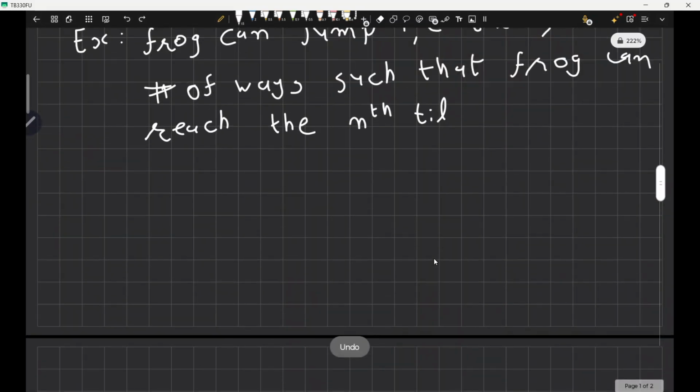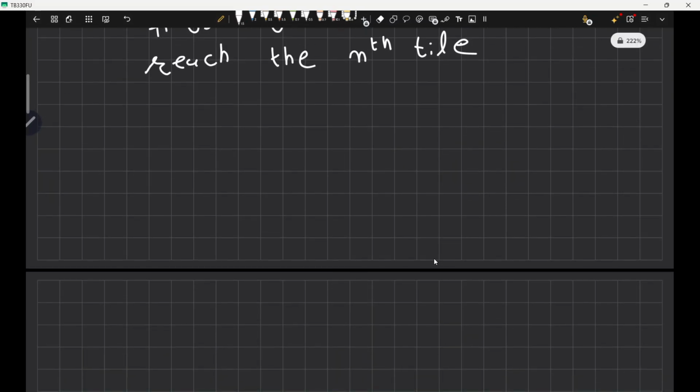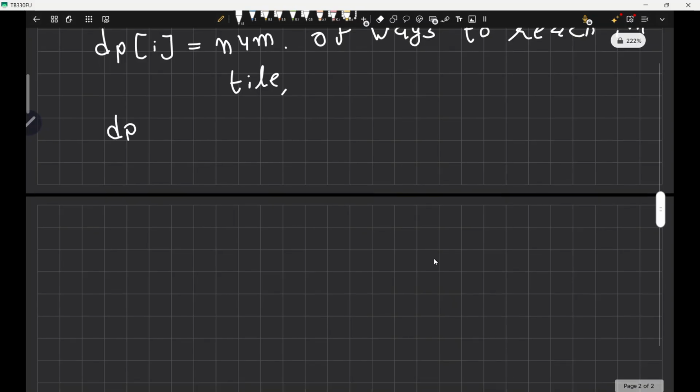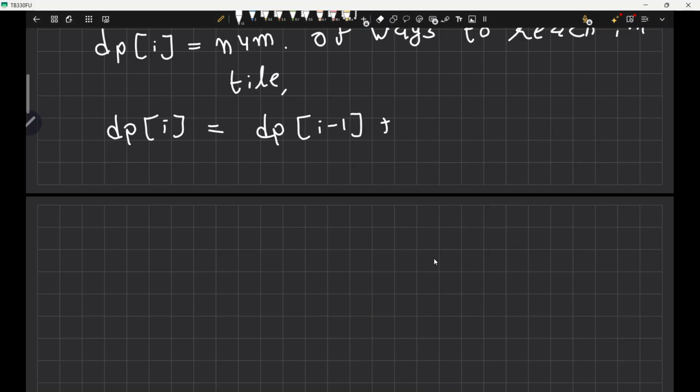Okay, we know that we have solved this in the previous lecture. So dp of i is going to be the number of ways to reach the ith tile, and then the transition is just dp of i equals dp of i minus 1 plus dp of i minus 2. That's it. When you have to count, you will just see all of the possible ways and add them up.